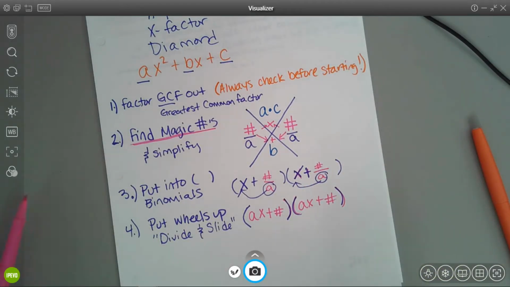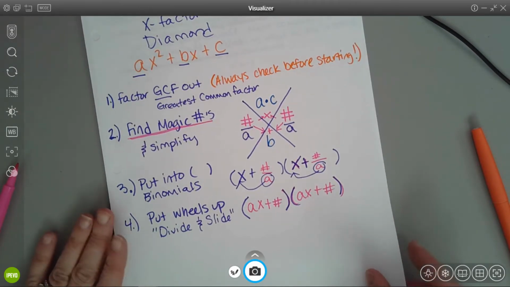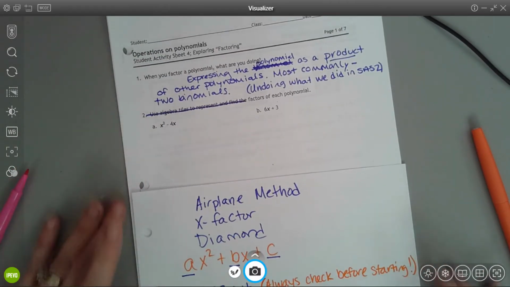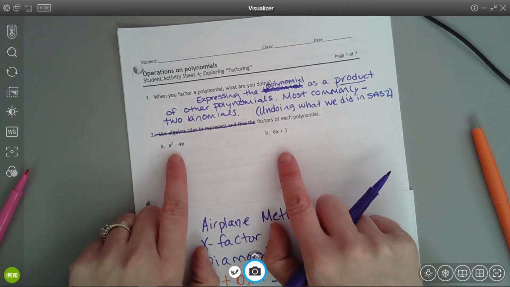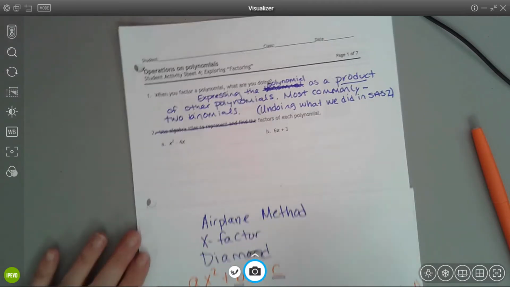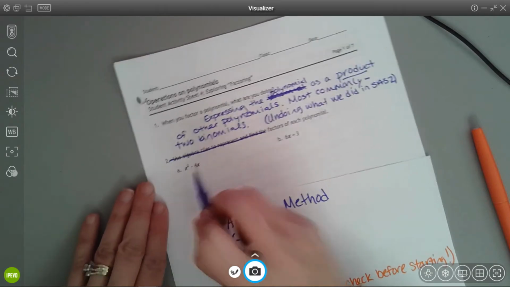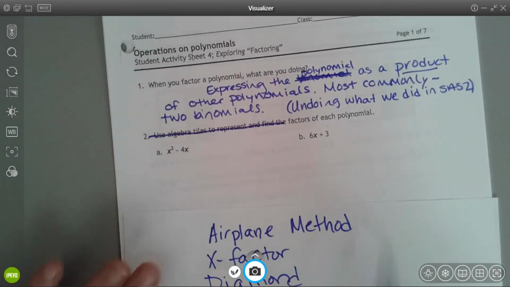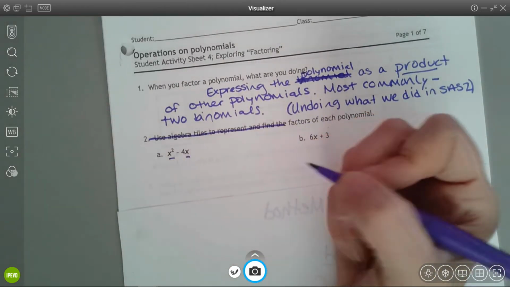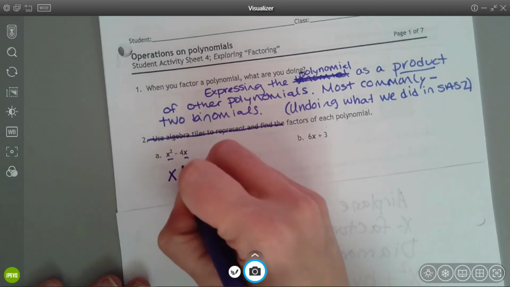And we'll go ahead and do this with a couple of problems. So let's refer back to our activity sheet. When you see something that is just two terms such as this, the very first thing we need to do, just like we said before, is factor out a GCF. When I look at this first problem, what do these two terms both have in common? They both share an X. So we're going to divide an X out.